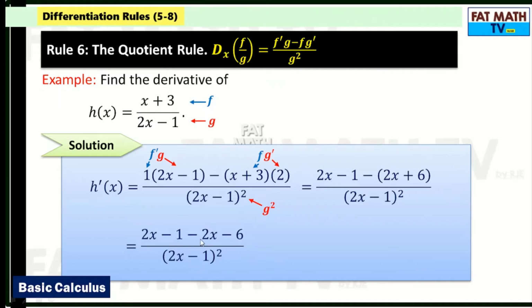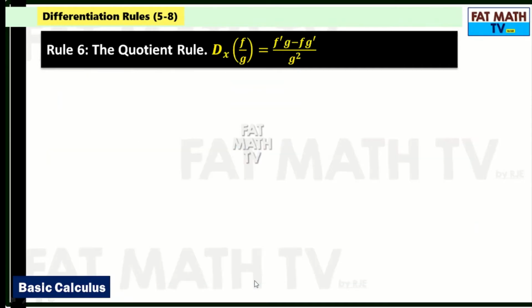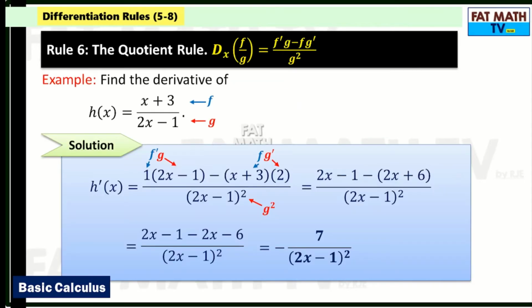And then 2x minus 2x is 0. And negative 1 minus 6 is negative 7. So here we have negative 7 over 2x minus 1 squared. So if you want to expand this 2x minus 1 squared, it's okay. But if your final answer is this, it will be fine. So that's it for the quotient rule. It's a bit long. Derivative of the numerator times the denominator minus numerator times the derivative of the denominator over the square of the denominator.